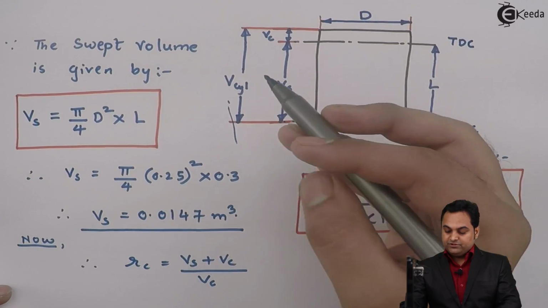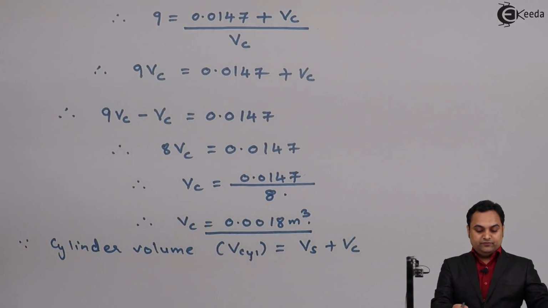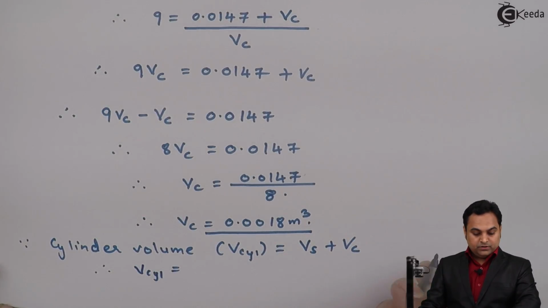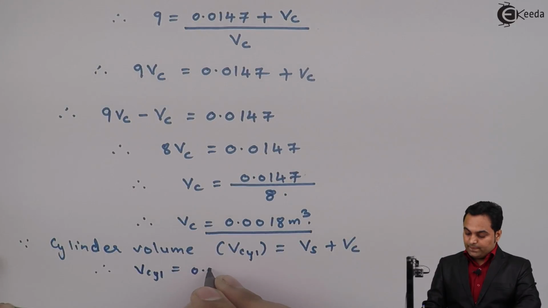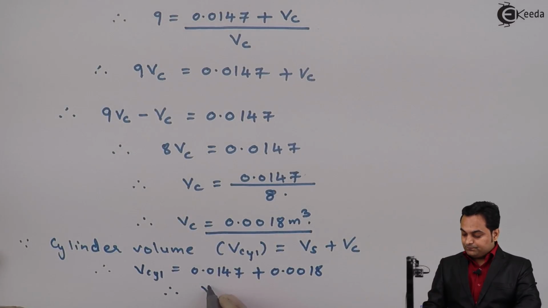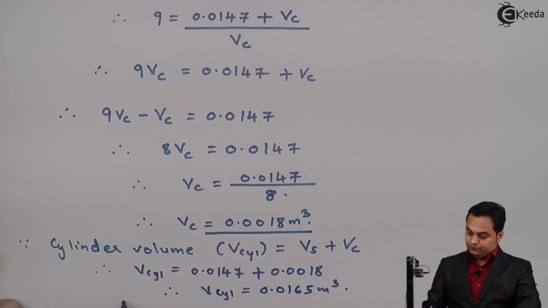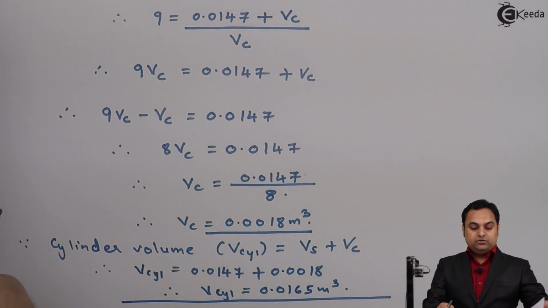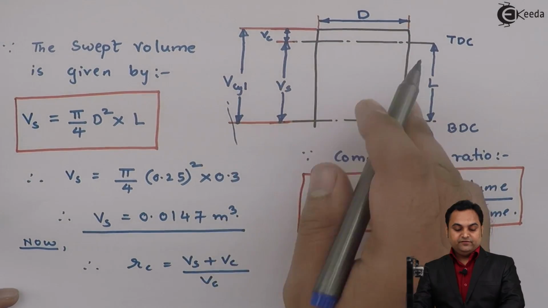Swept volume plus clearance volume is the total cylinder volume. Therefore, the swept volume, we have found out, was 0.0147 plus clearance volume, that is 0.0018. So on calculating this, I'll get my answer of cylinder volume as 0.0165 meter cube. So this is the cylinder volume, which is the total volume here, that we have calculated.